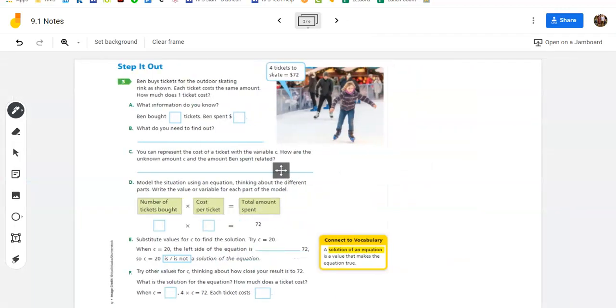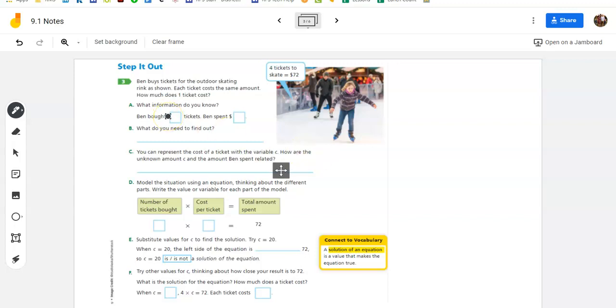Okay, let's look at Step It Out. This is on page 275. Ben buys tickets for the outdoor skating rink as shown. So right over here you'll see 4 tickets to skate are $72. Each ticket costs the same amount. How much does one ticket cost?